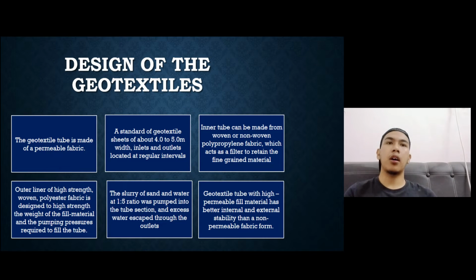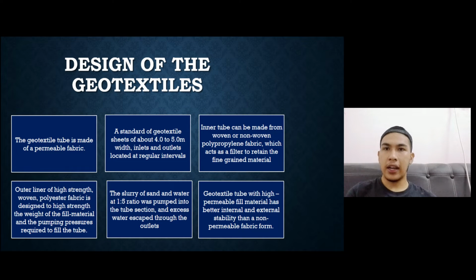There are two main parts of the geotextile. The first one is the inner tube. The inner tube acts as a filter that retains the fine-grained material, while the outer liner of high-strength woven fabric is designed to withstand the weight of the fill material and the pumping pressure to refill the tube. Sand and water at a ratio of 1 to 5 is pumped into the tube section. Excess water escapes through the outlet.